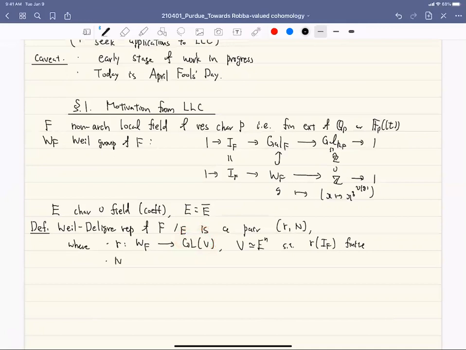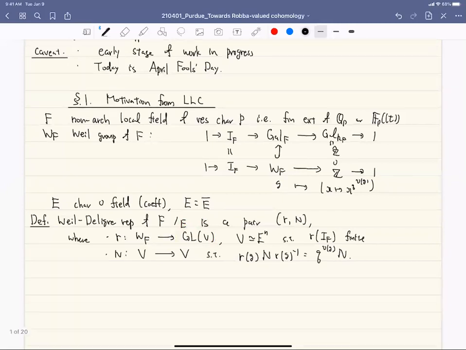N is called a monodromy operator. I'm not taking a twist, so let's just say this is an E-linear endomorphism of V, which satisfies some condition. If you start with an l-adic Galois representation, you can naturally associate to it such a Weil-Deligne representation. So in some sense, this is an avatar of Galois representations, which we want to work on.